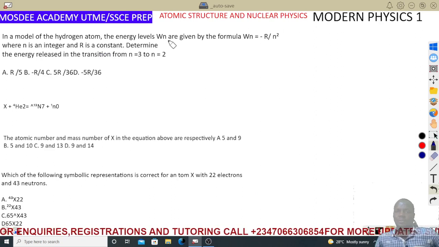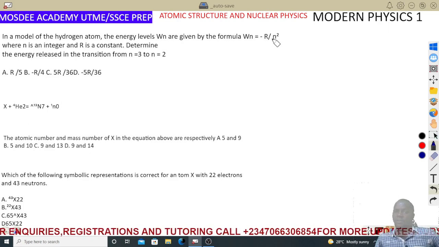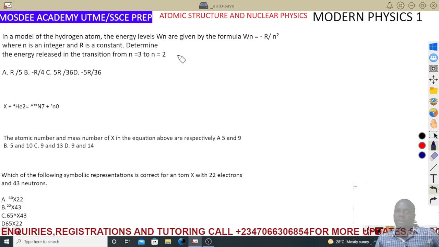Now in the model of the hydrogen atom, the energy levels Wn are given by the formula Wn equals negative R over n squared, where n is a set of integers and R is a constant. Determine the energy level from 3 to 2 when n is 3.